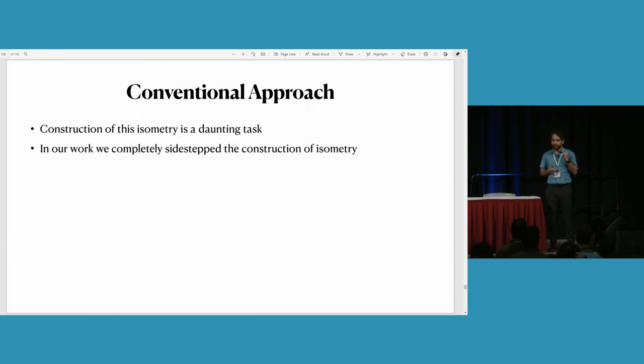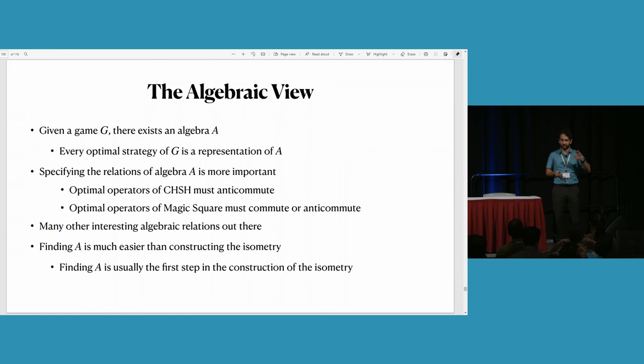But constructing this isometry is really a difficult task. It involves a lot of complicated calculations. But what if I told you that in our work, we completely sidestepped the construction of this isometry? We didn't need to do that. And that allowed us to avoid a lot of these complicated calculations. And here is the reason why, at least at a high level.